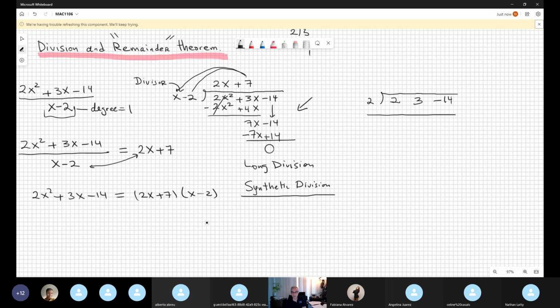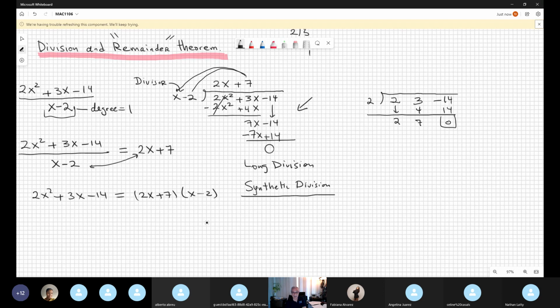Look, let me show you. You bring down this first without do anything. A multiplication 2 times 2 is 4. And 4 plus 3 is 7. A multiplication this and this is 14. A negative 14 and positive 14 is 0.